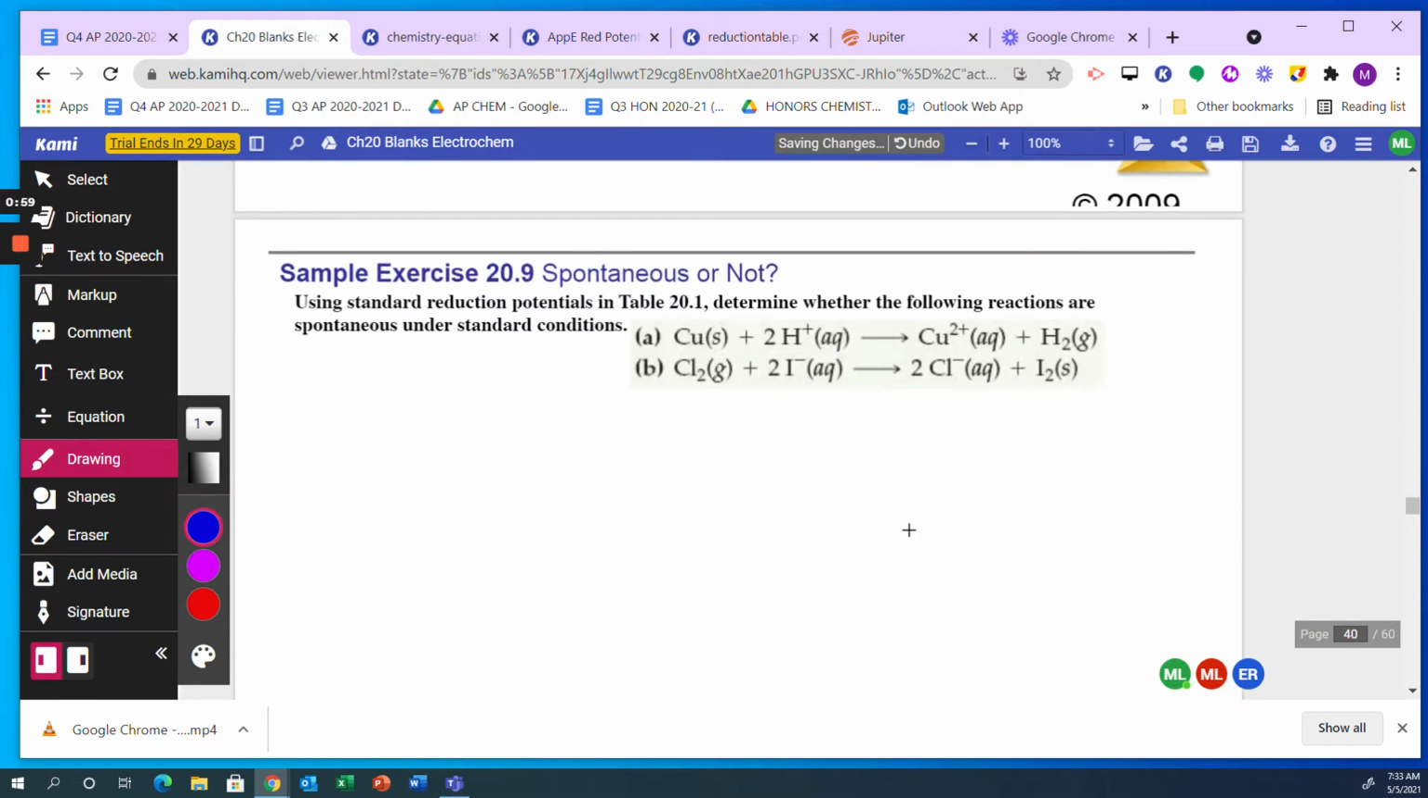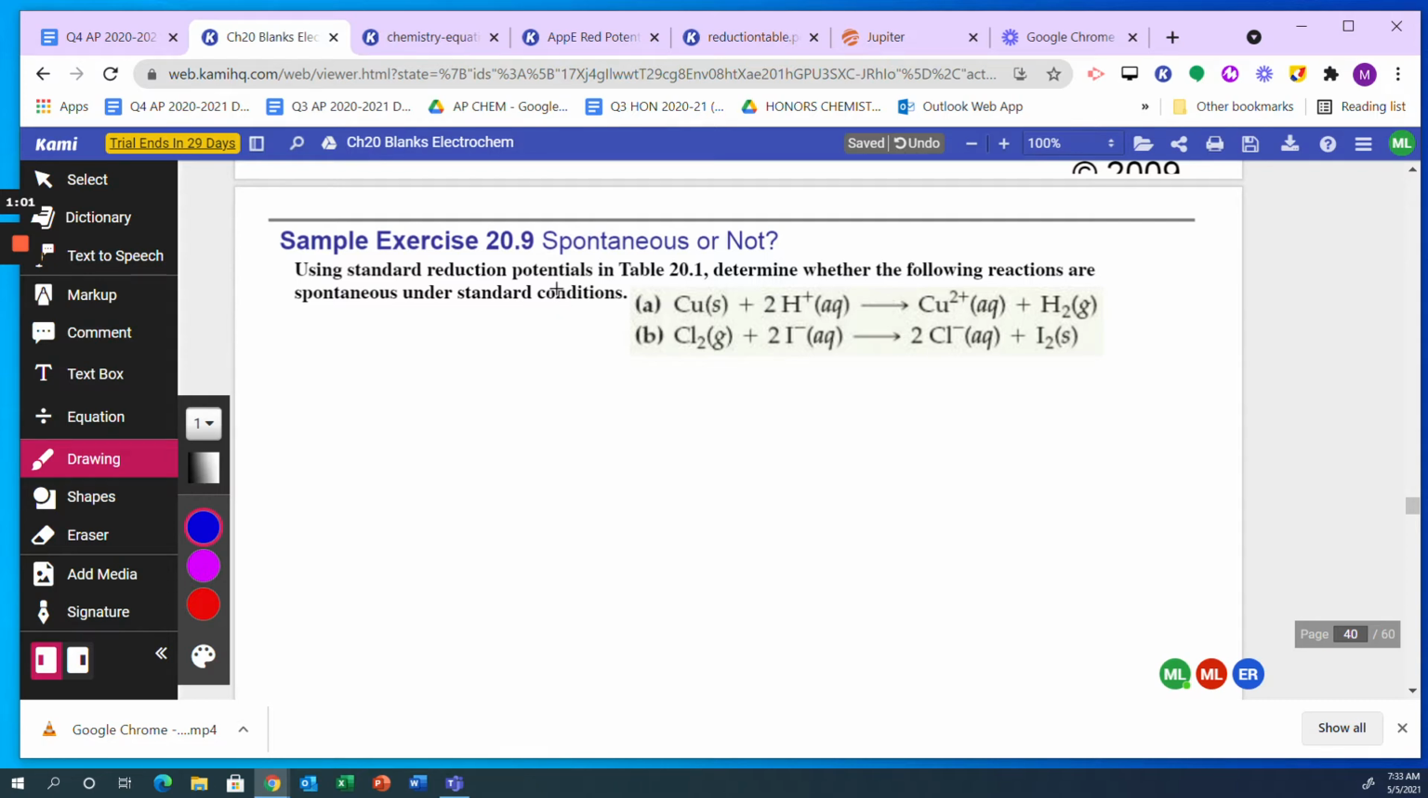Okay, so let's try a problem. Using the standard reduction potentials in table 20.1, determine whether the following reactions are spontaneous. So all you have to do is figure out whether the voltage is positive. You need positive voltage for the reaction. For example, letter A. You're going from copper solid to copper plus 2. Here it is oxidized, so this is the anode. So copper is oxidized, giving away 2 electrons here.